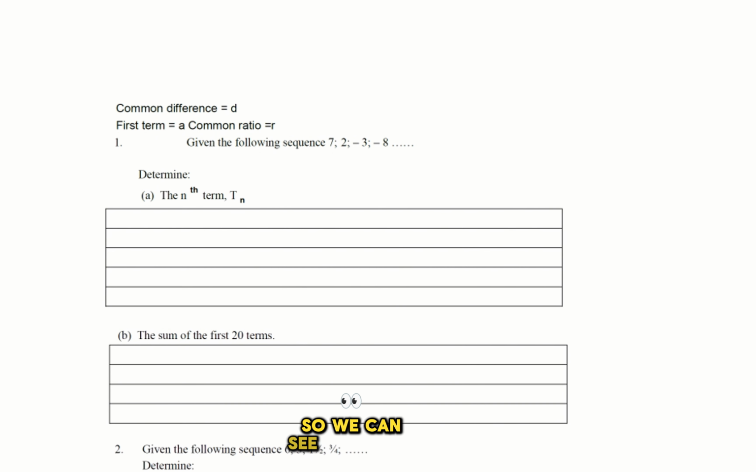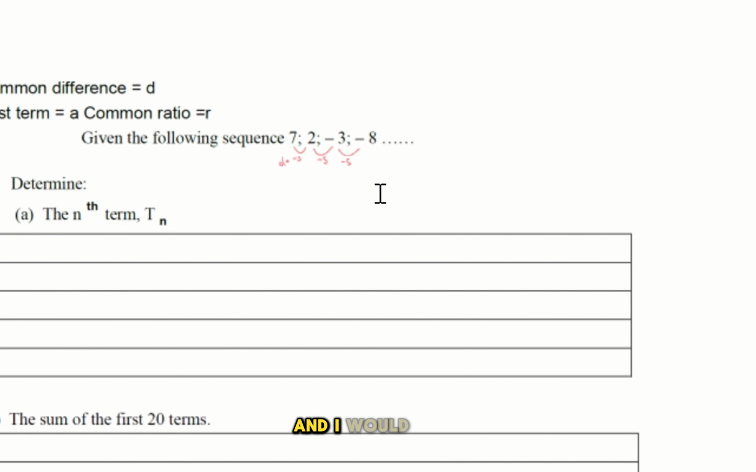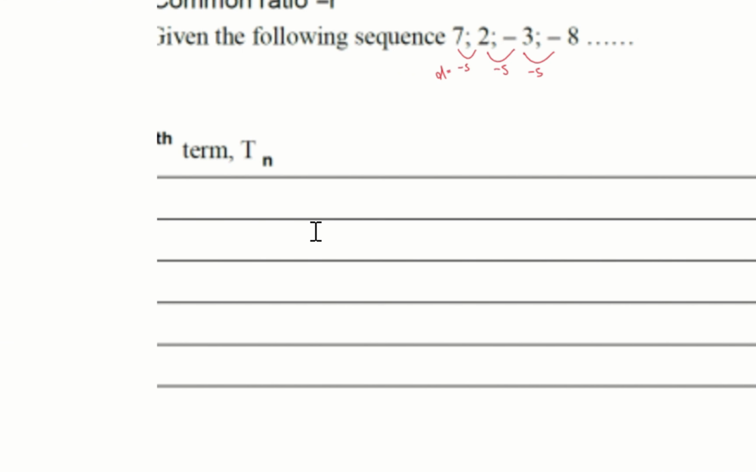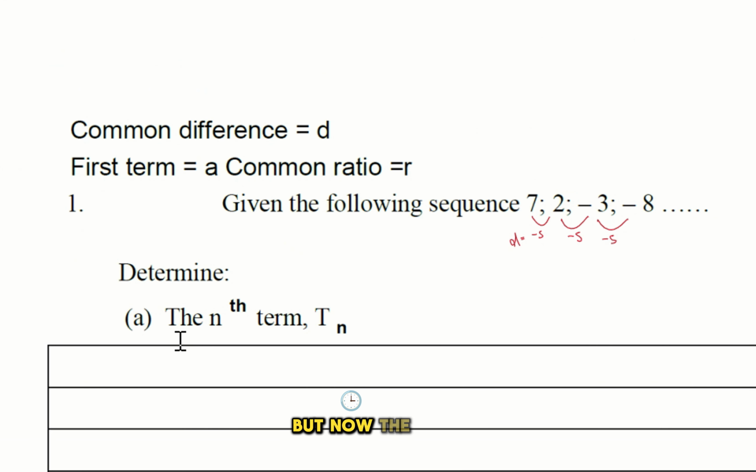So we can see within the sequence we have a constant difference. Going from the first term to the second term, it's -5, and then we subtract 5 each time. So we can talk about this as the variable d. I would like you to make annotations as we follow through. Now the question reads: determine the nth term.